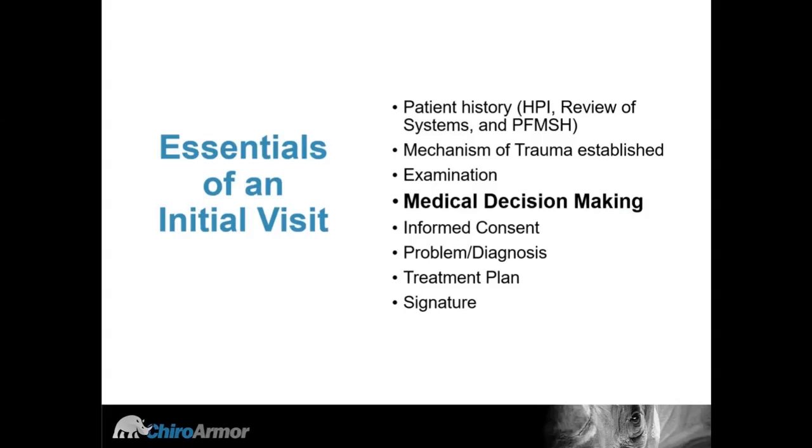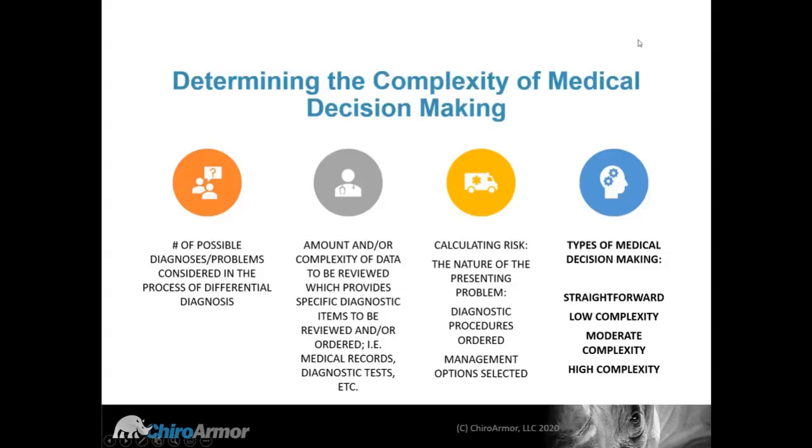And as we've talked about through our essential components of that initial visit, we talked a bit about medical decision making, and the overall determination about medical decision making hinges on complexity. The complexity and number of problems or diagnoses, the complexity and amount of the data that we review, that we need to interpret and understand and digest, and then also taking a look at the complexity of the risk taking of the presenting problem, what diagnostic procedures may need to be ordered, what kind of management options to treat the patient are going to be selected.